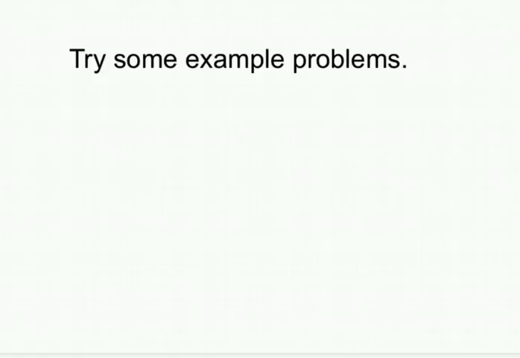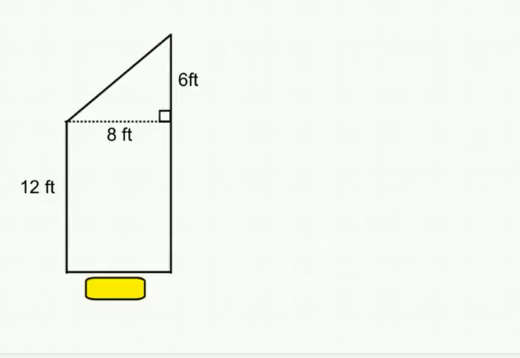Let's try some example problems now. So what you'll want to do is take out a piece of paper, if you don't already have it out, and try solving some of these area problems on your own at this point. Let's take a look at this trapezoid. Now we call it a trapezoid because you have one set of parallel line segments and it's a four-sided figure. Why don't you pause the video and see if you can figure out the area of this trapezoid.